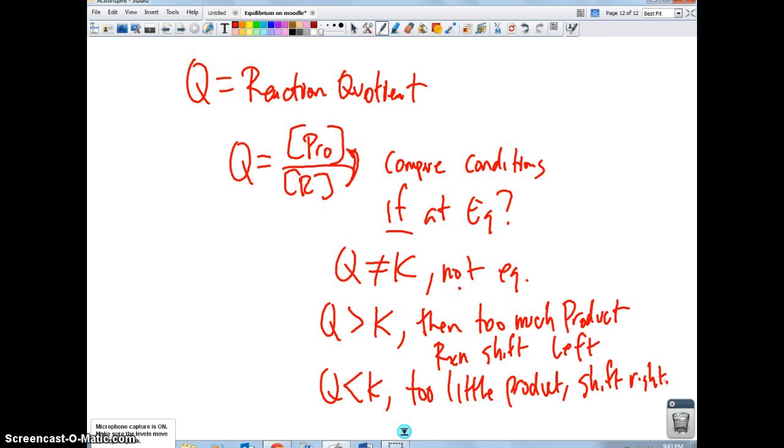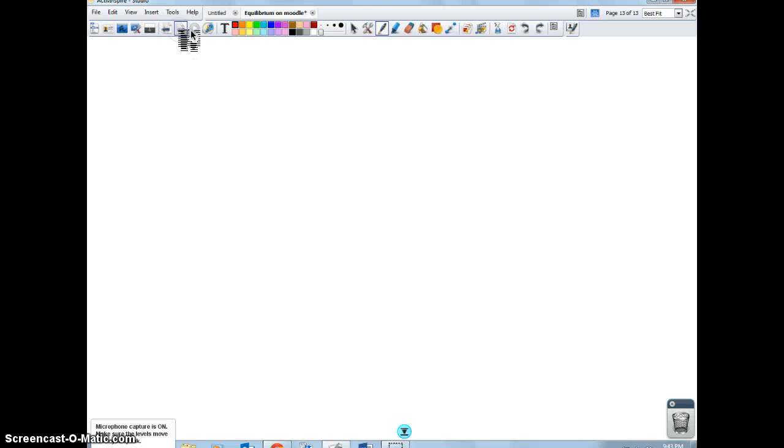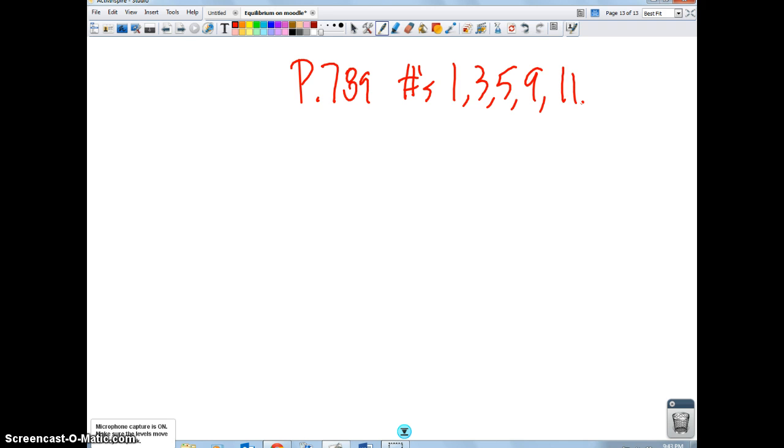Again, you can read through this stuff in the book on those pages that I have written down at the top of this page on Moodle. And here are the problems that I would like you to work on from the book. It's page 789. If you can do numbers 1, 3, 5, then we're going to skip ahead a little bit to number 9 and number 11. If you can do those 5 problems before you come to class on Tuesday, that'll be highly beneficial.